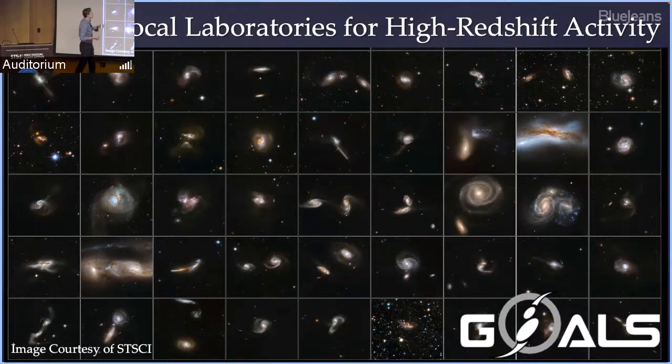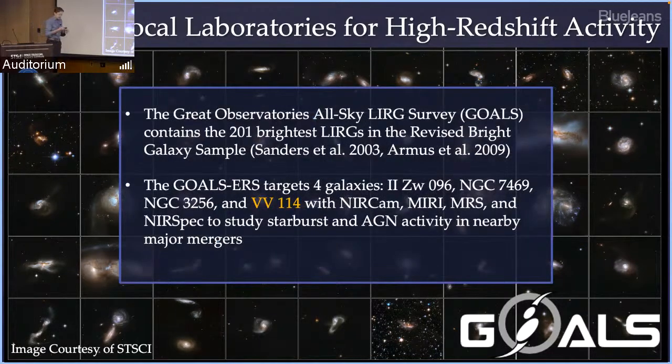And in the local universe, these LIRGs are all basically major mergers. Here's just a montage of some of the brightest systems that we observed with our Hubble program. In general, GOALS consists of the 200 brightest LIRGs in the Revised Bright Galaxy Sample. And the ERS program that I'm talking to you about today includes four galaxies: II Zw 96, NGC 7469, NGC 3256, and VV114.